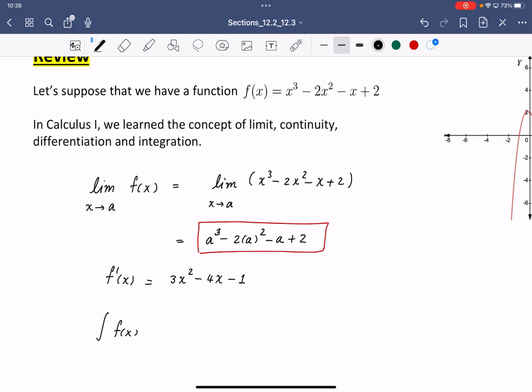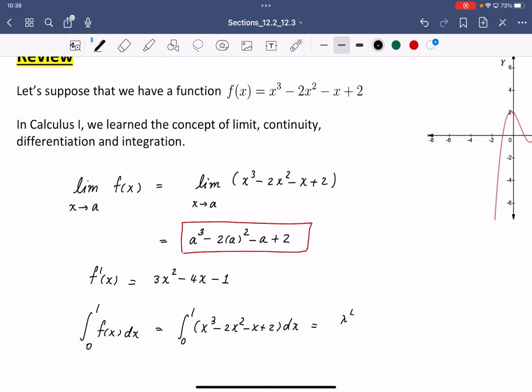You also learned how to integrate in Cal 1. Integrate f(x) dx, let's say from 0 to 1. You integrate this function and you get x to the 4th power over 4 minus 2x cubed over 3 minus x squared over 2 plus 2x, and then plus C. If you don't put the boundary, you get just plus C here.